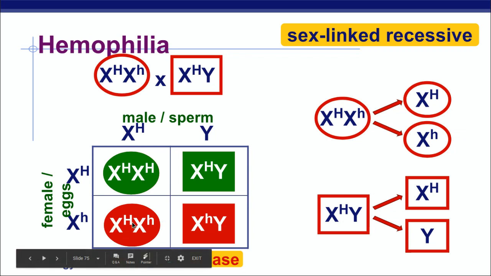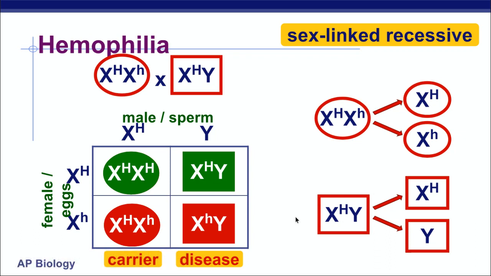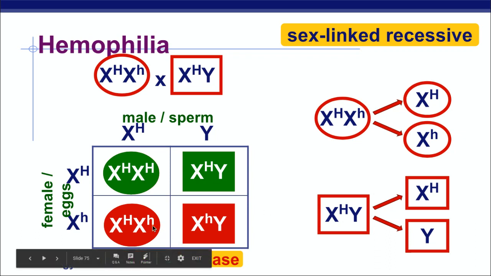The difference again between these two forms here is that the female has that additional dominant allele on the X chromosome that will mask this. Okay. So in this case, this is a carrier, this is the disease or disorder, and the top two are normal.